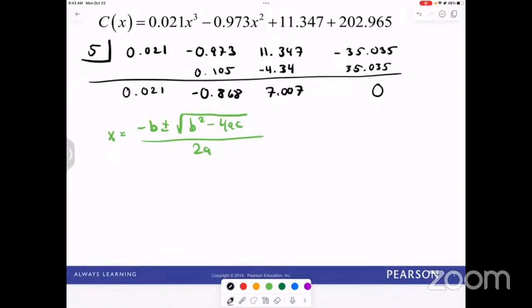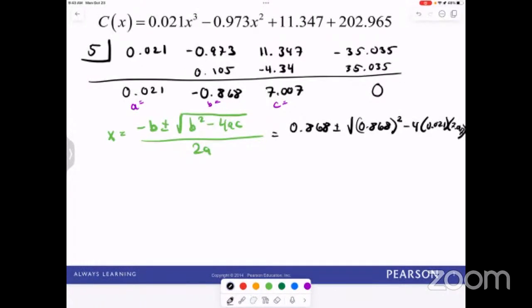So this is our A, this is our B, and this is our C. So then negative B becomes negative 0.868 plus or minus square root of 0.868 squared minus 4 times our A, 0.021, times our C, 7.007. So we're taking the square root of all of that, all over 2 times 0.021.